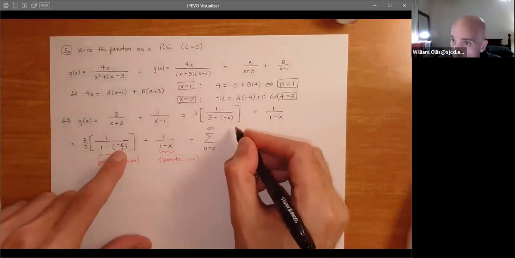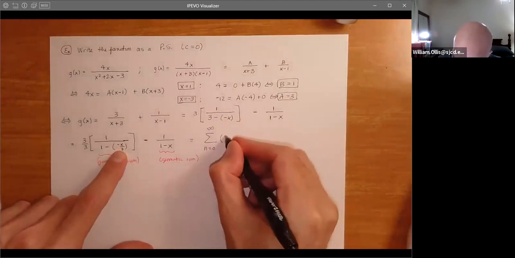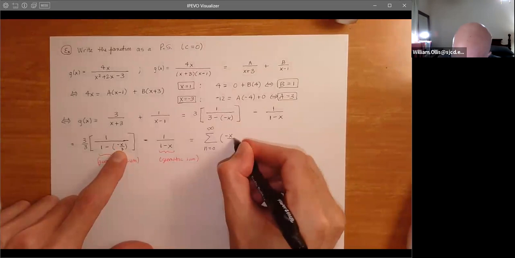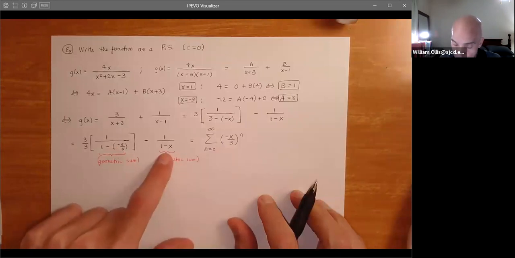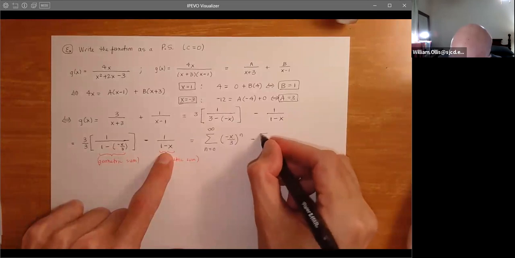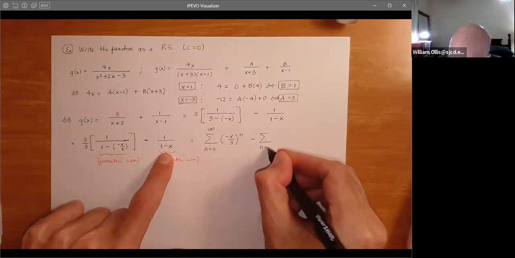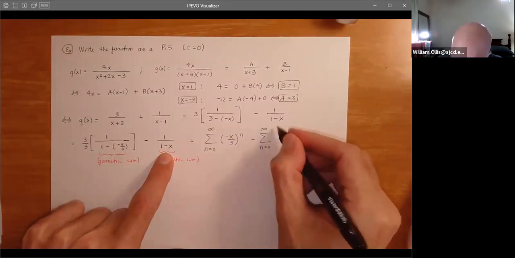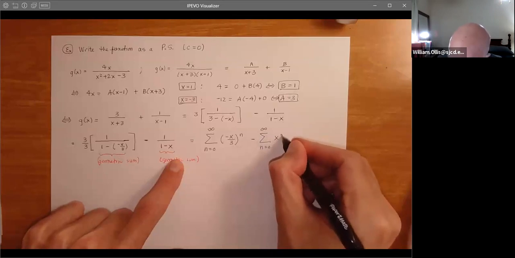And now the new R is what? We've got negative x over 3 to the n. Okay, so that's the geometric power series right there. And then of course that's just the x to the n. So we have minus the sum from n equals 0 to infinity of x to the n.